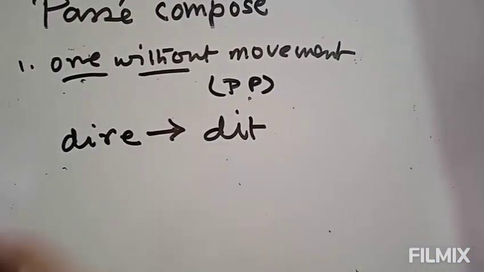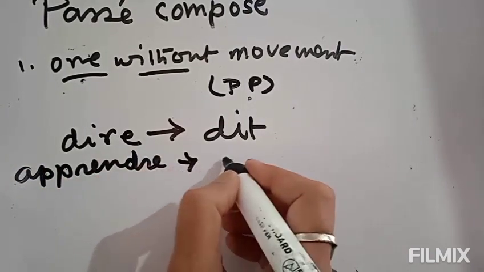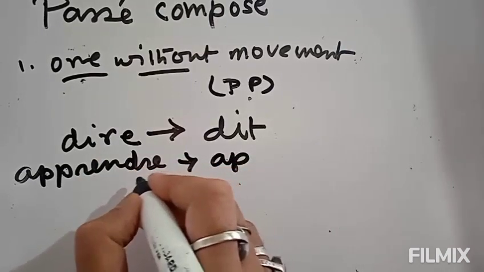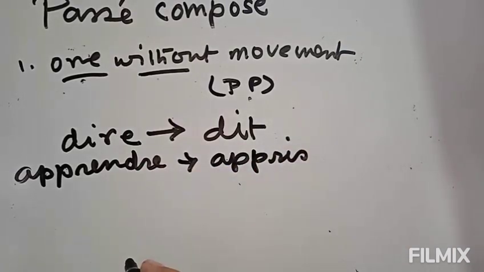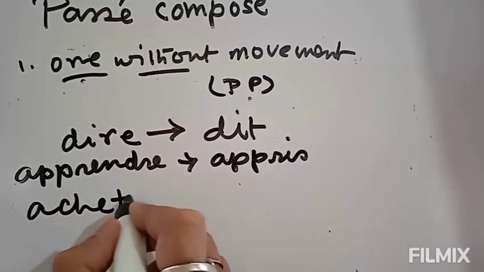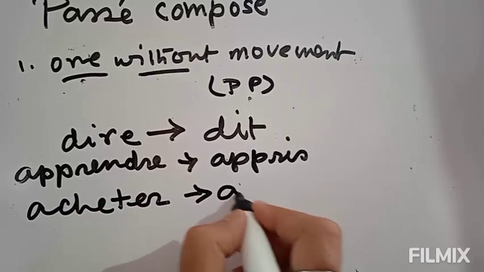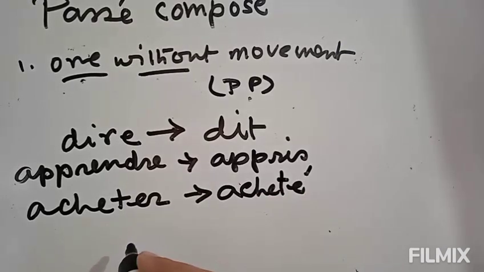Now the next verb is apprendre, from the previous list. Although it is RE ending, it is not following the same rule. Appris, A-P-P-R-I-S, appris is the PP. Okay. Apprendre means to learn. Next verb is acheter. Acheter means to buy or to purchase something. It is ER ending, so there will be no problem. You are erasing the end letter R and putting an acute accent, accent aigu, on the E.